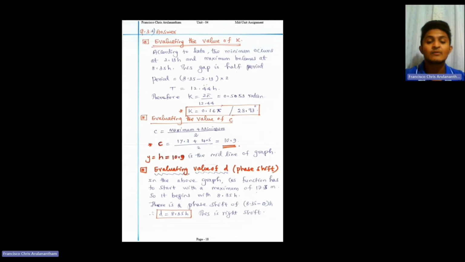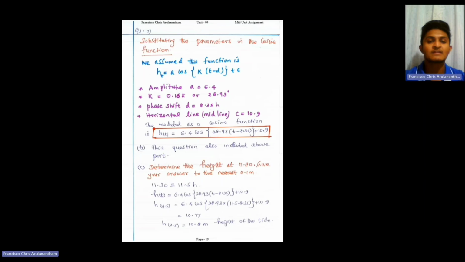Next, evaluating the value of d, the phase shift. In the above graph, the cosine function has to start with a maximum of 17.3 meters. So it begins at 8.35 hours. There is a phase shift of 8.35 minus 0 hours. So d is equal to 8.35 hours. This is a right shift.